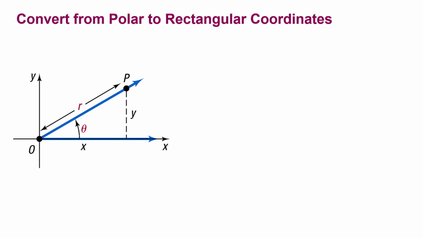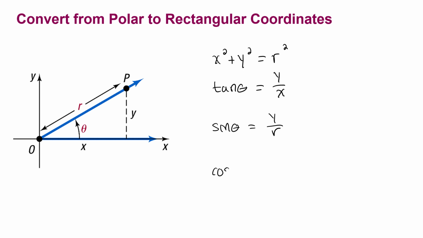Using the Pythagorean theorem, we can write that x squared plus y squared equals r squared. Now, based on definitions of trigonometric ratios, we can also write that tangent of theta is equal to y divided by x, sine of theta is equal to y divided by r, and cosine of theta is equal to x divided by r.